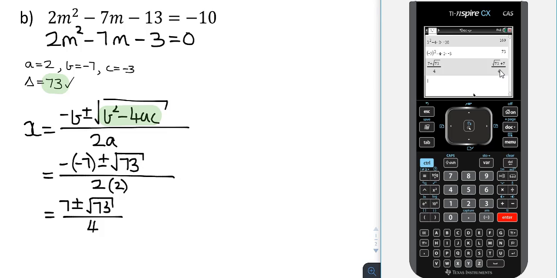So root 73 can't be simplified. That's what that tells me there. And if I pressed Control Enter on that, I could have got a decimal value. I'm just going to leave it like this though. I do have two solutions, so like normal, I've got two solutions. If your discriminant is positive, you should have two solutions. I've got 7 plus root 73 on 4, and I've got 7 minus root 73 on 4. So there's my two solutions.